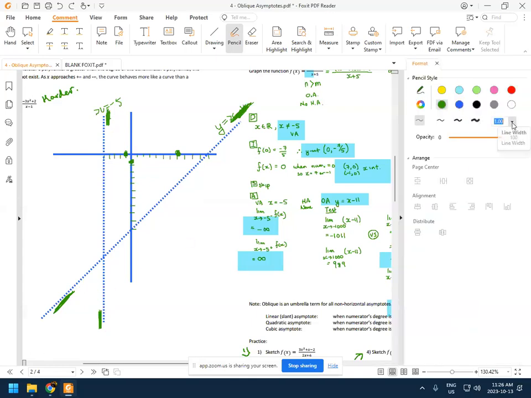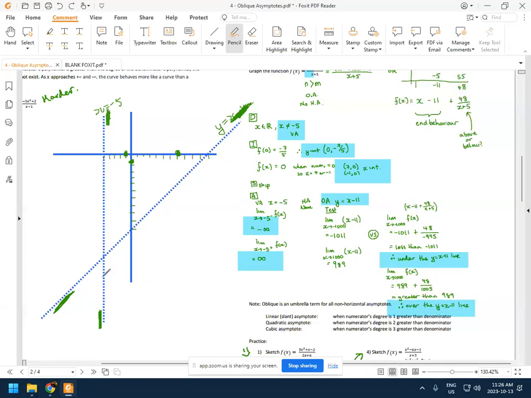Try to have a thicker line. That. Oof, that wasn't a very good line. Let me see if I can do it again. Oh, wow, that's really bad. Okay, not bad, better.